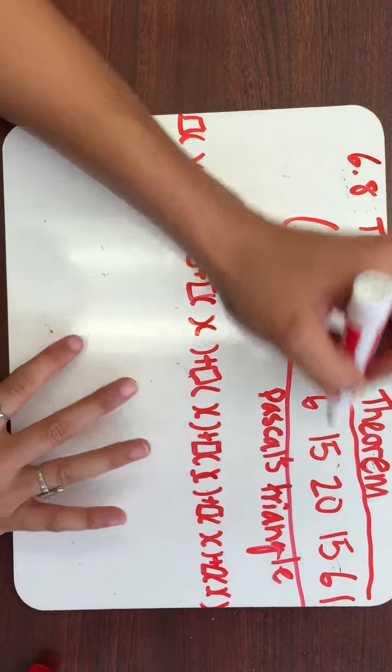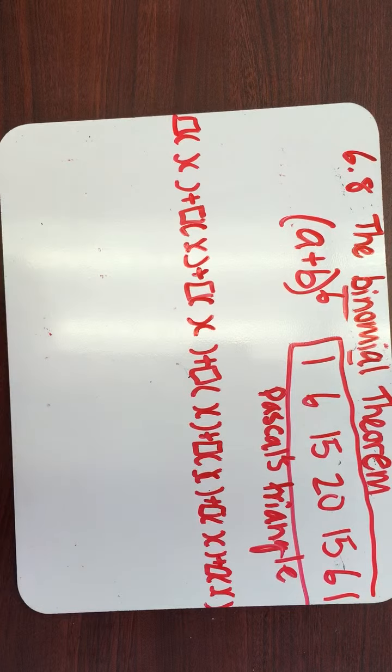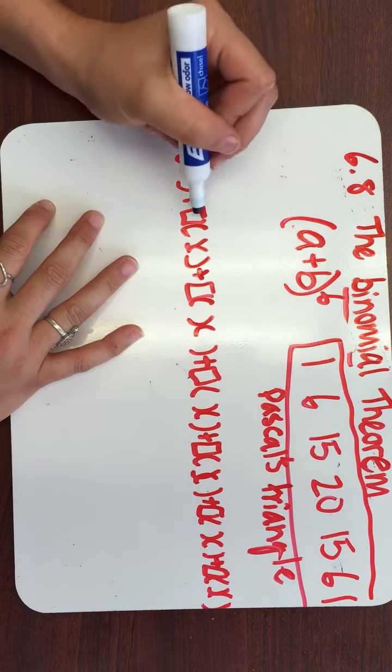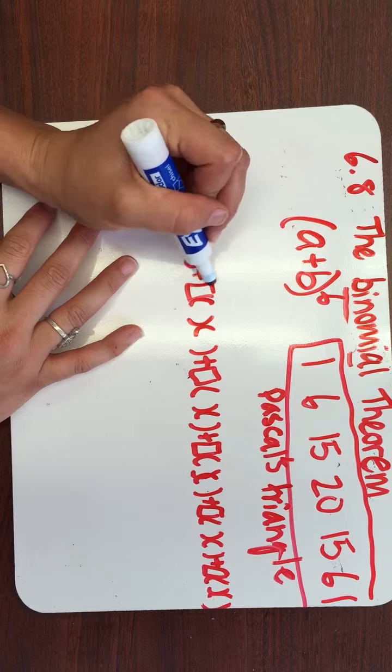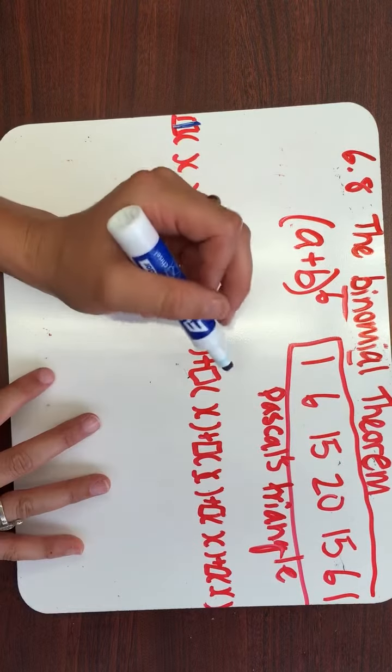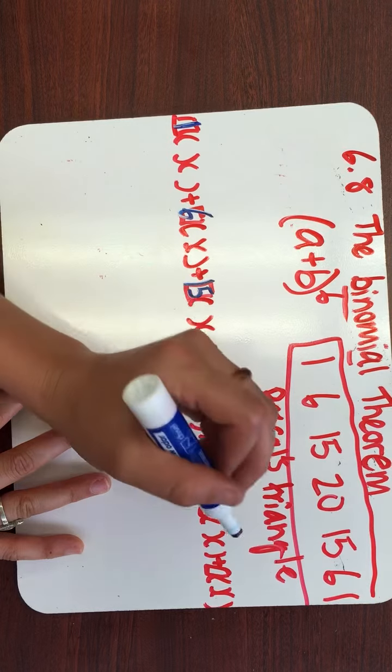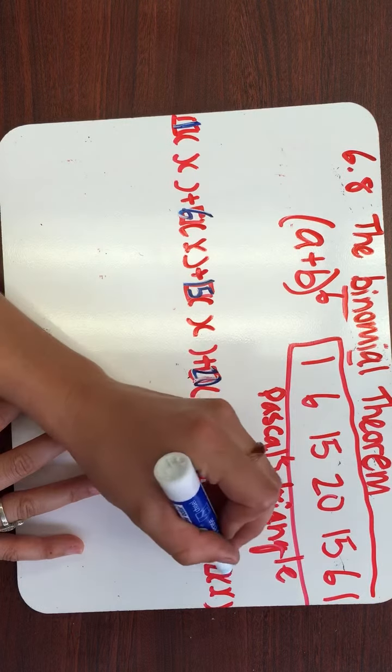Okay, so now we're just going to put these numbers in. So we'll put the numbers in as 1, 6, 15, 20, 15, 6, and a 1.